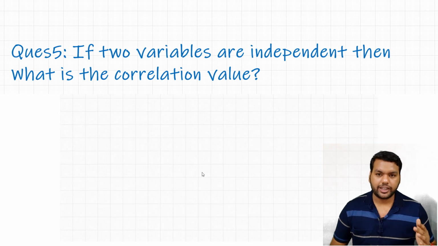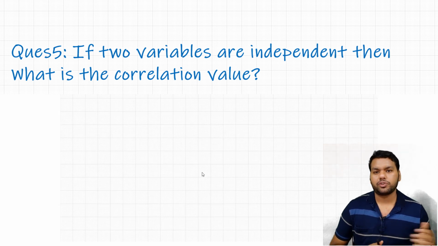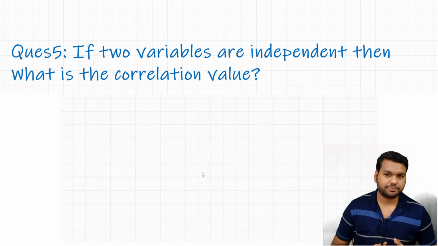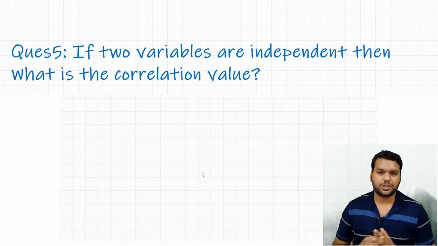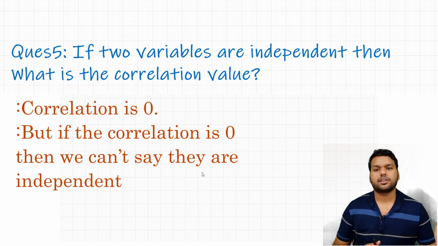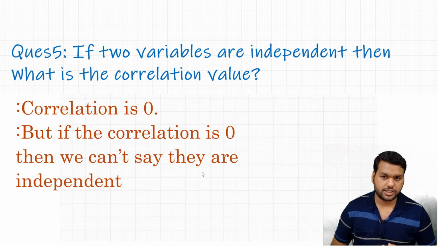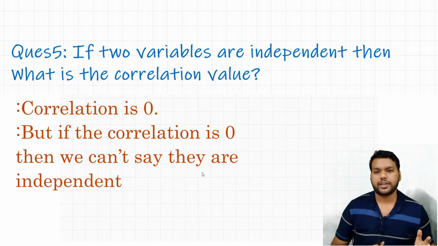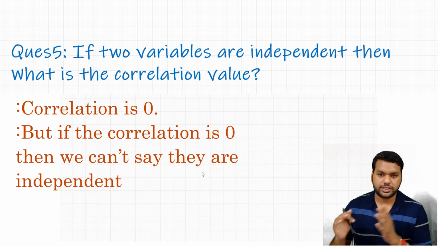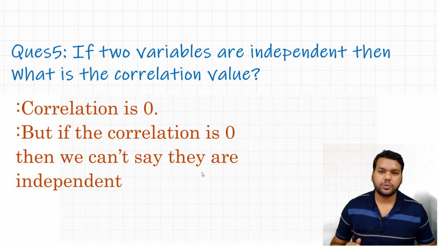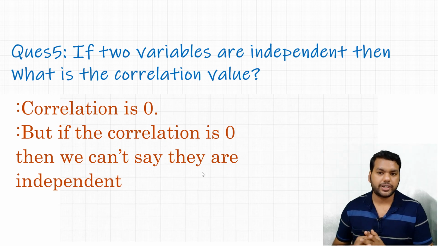If x and y are two independent random variables, then what is the value of the correlation? This is a very easy question. If x and y are independent, we can say the Pearson correlation coefficient is 0. But the vice versa of this statement is not true. If the Pearson correlation coefficient is 0, we can't conclude that x and y are independent.